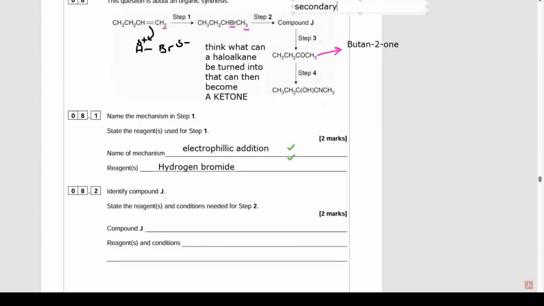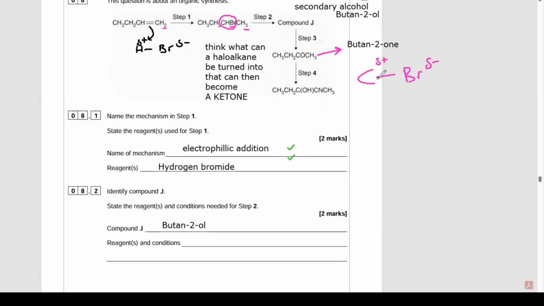What do you make ketones from? You make them from secondary alcohols. What's the name of the secondary alcohol that would make butan-2-one? It's going to be butan-2-ol. Remember, we oxidize them. What is it? Potassium dichromate. We oxidize those bad boys with it, don't we?